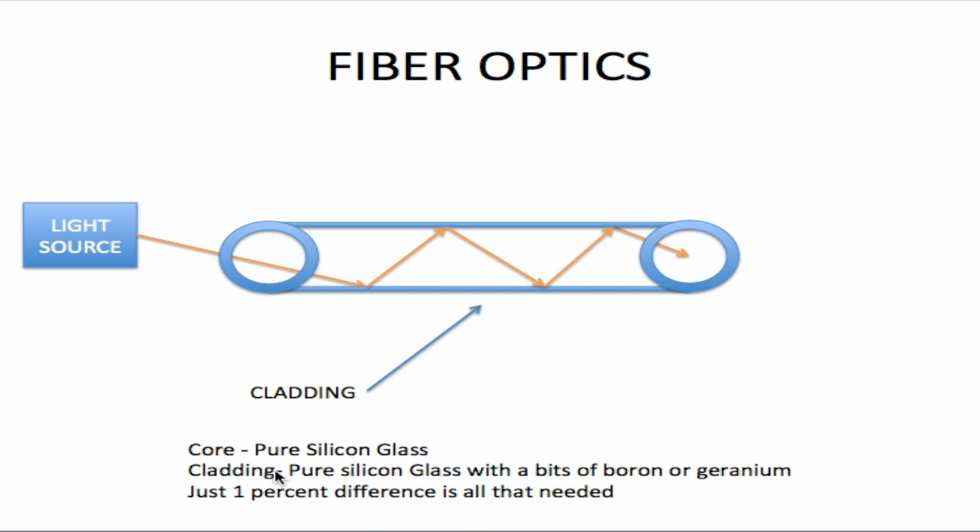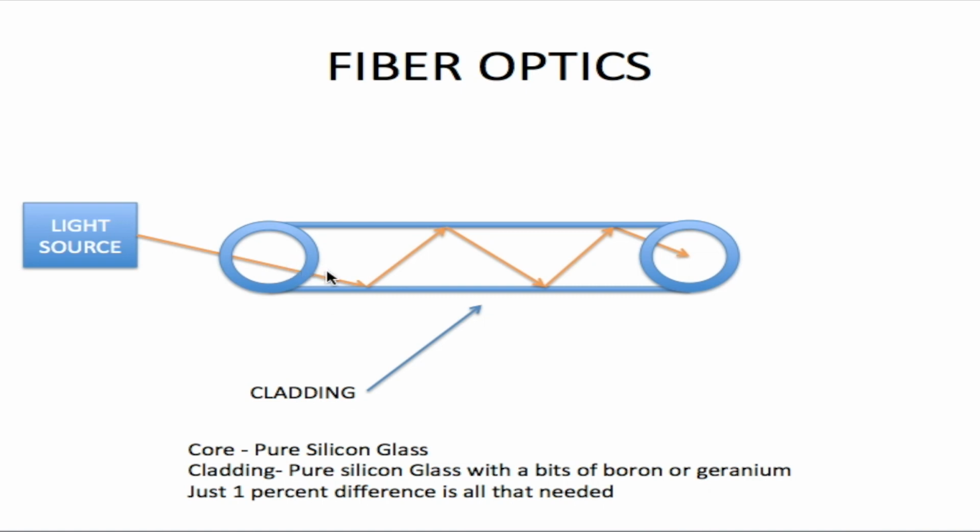The core is made of pure silica glass, and the cladding is also made of pure silica glass with a bit of boron or germanium in order to dope this a little bit differently to restrict light, and just 1% difference is all that's needed.